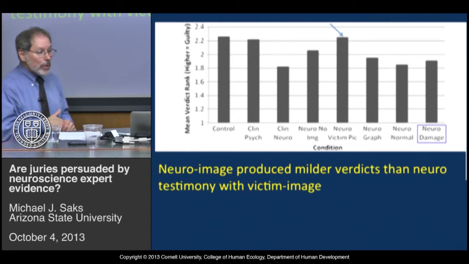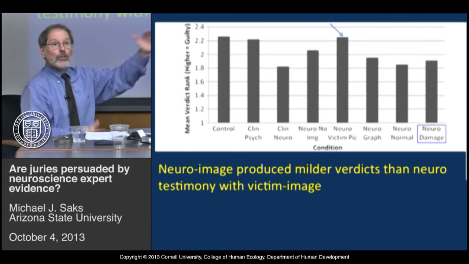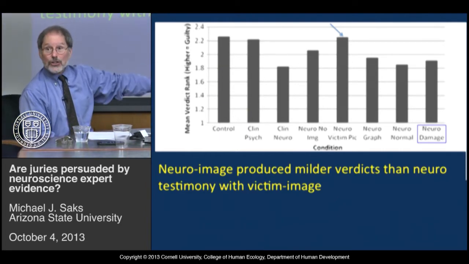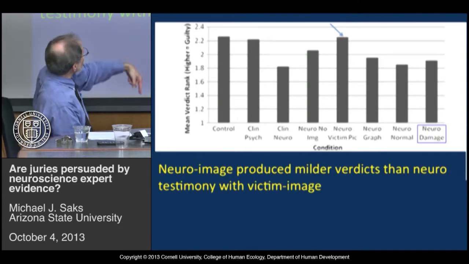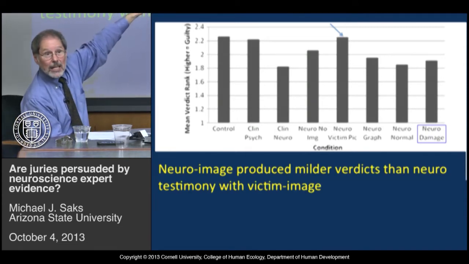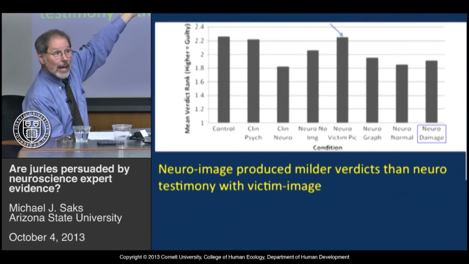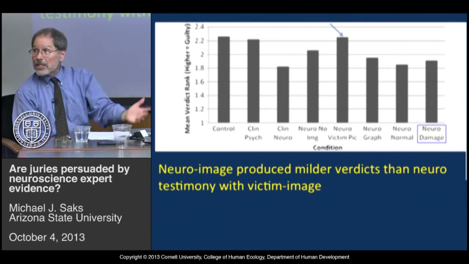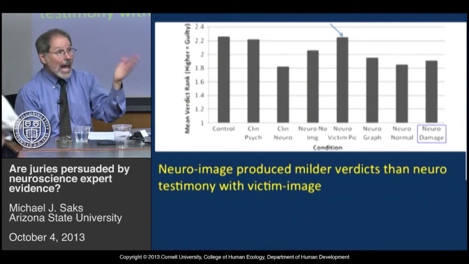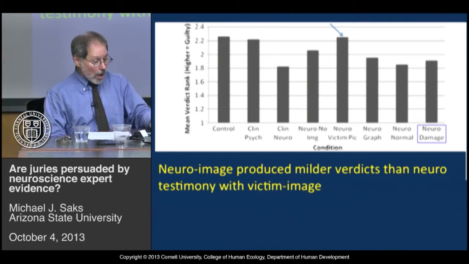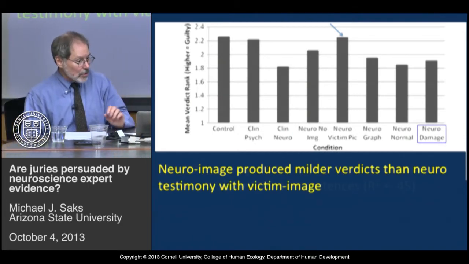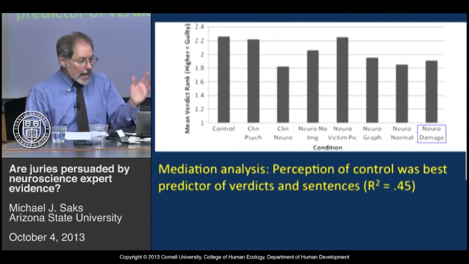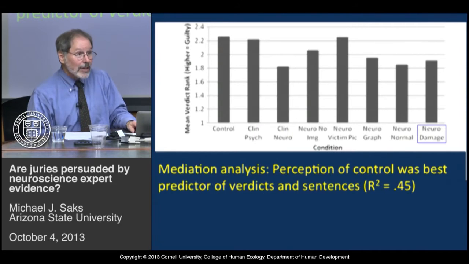And now when we look at the condition where we throw in a picture of the victim, notice it shoots up, just like the literature has found. So our subjects are behaving like subjects in other studies. So they're not ignoring what's going on. So that was a big comfort to us. The mediation analysis, again, perception of control, and the R-squared was 0.45, which is pretty good.